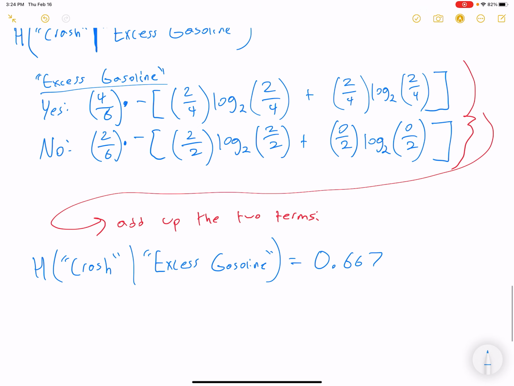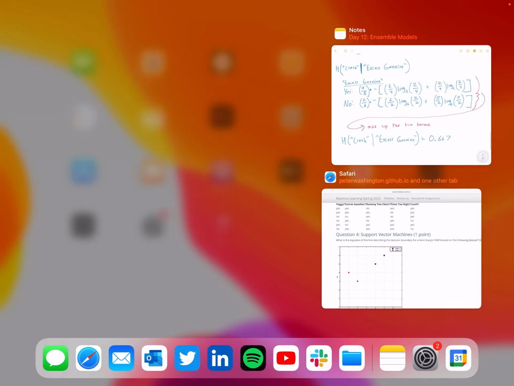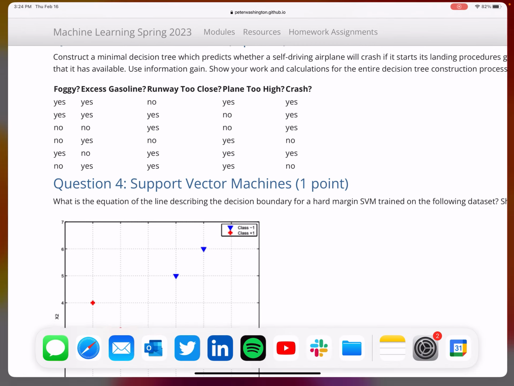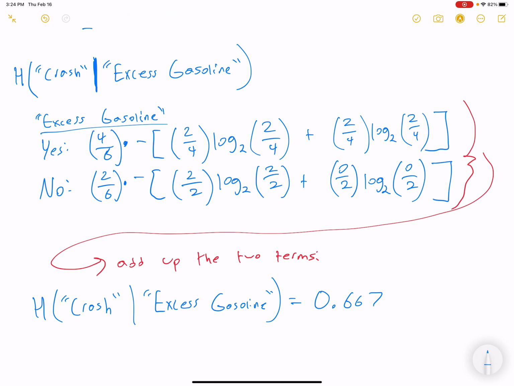So are you saying then that excess gasoline is the first one you want to switch on? No, for the homework, you're going to have to do this for the other variables as well and determine which one has the lowest entropy or maximal information gain, whichever one. You could just use entropy, by the way, which might be a little easier. So whichever one has the lowest entropy, or highest information gain, is what you split on, which is the same thing, it turns out.